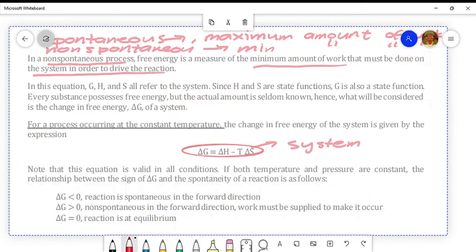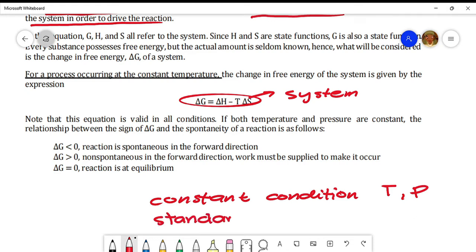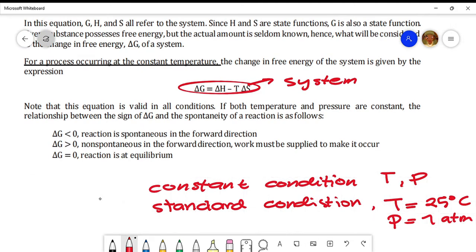Note that this equation is valid in all conditions. If both temperature and pressure are constant, the values are given for temperature and pressure. However, at standard conditions, it's fixed that the temperature is 25 degrees Celsius and the pressure is at 1 atmosphere. If you recall this from our previous lessons, note the difference between constant and standard conditions. Note that this equation is valid in all conditions. If both temperature and pressure are constant, the relationship between the sign of delta G and the spontaneity of a reaction is as follows.